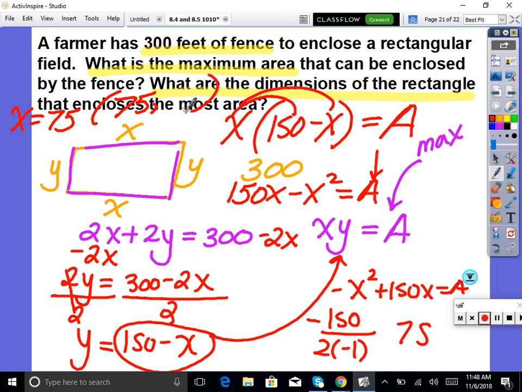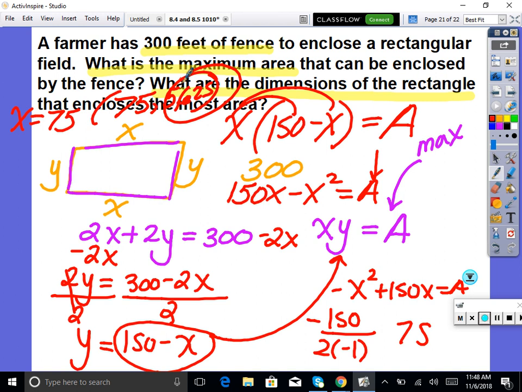So plug in 75 back right here. Everyone do it. I want a solution from many of you. It's big. Yes, that's it. 5,625. So the maximum area is 5,625, everyone. So we've answered the max area.